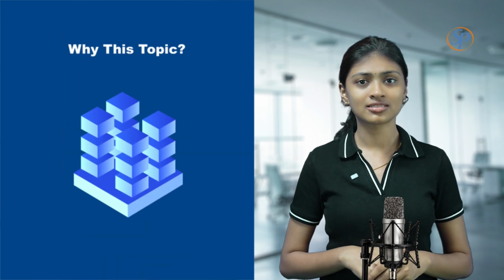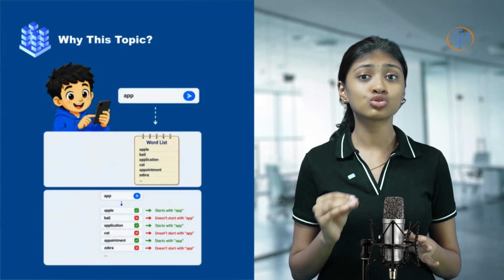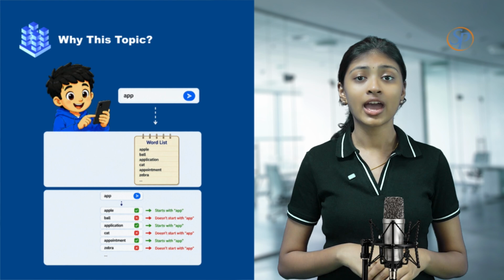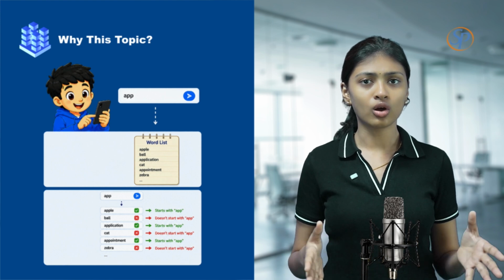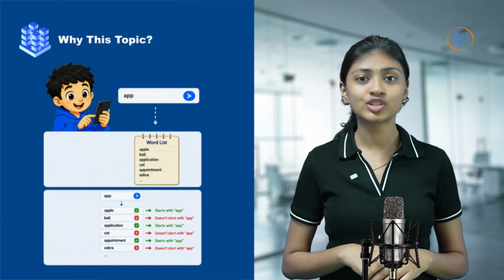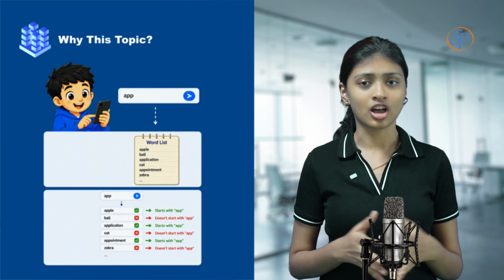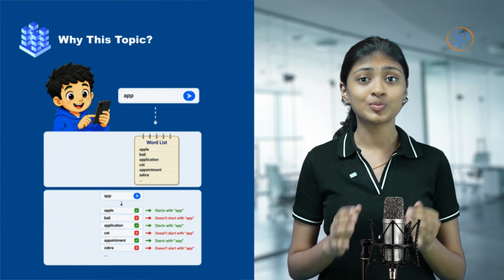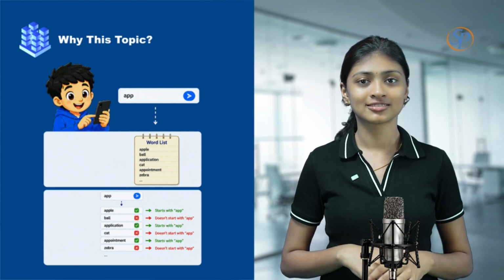Why do we need this? Now let's understand the problem. Suppose you store words in a list and every time the user types something, you check all words. That is slow. Now the question is, can we store words in such a way that common prefixes are shared? Search becomes faster. That's exactly what a trie does.